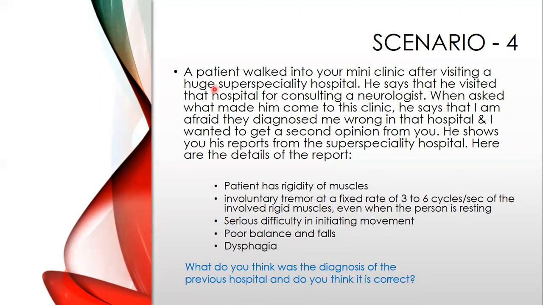Now, we have a patient who went to a super specialty hospital, right? But he wants a second consultation from us. So he has come to us and he shows us this report. Now, I've not put the diagnosis of the report here. I've just put the findings of the patient here. So now with this, we have to say what the diagnosis was from the previous hospital and whether the diagnosis was correct. So the diagnosis is Parkinson's disease and the diagnosis is correct because these are all the features of Parkinson's disease.